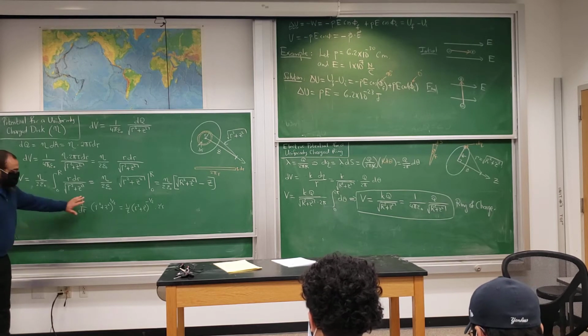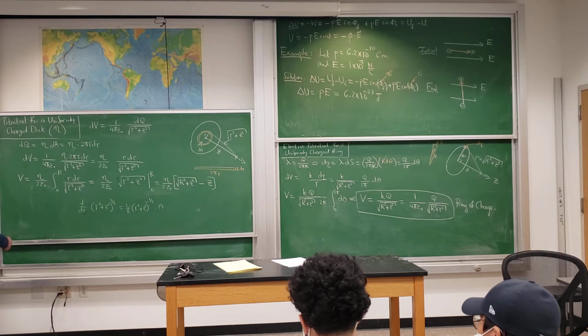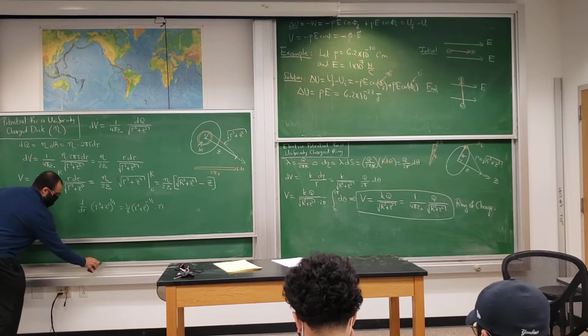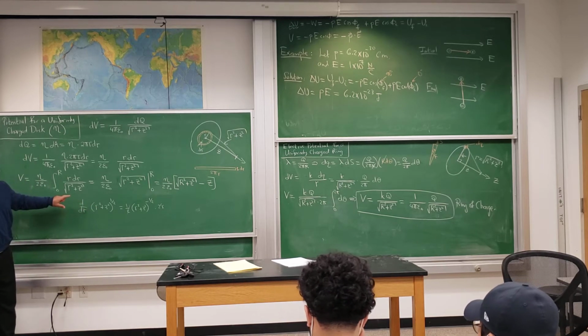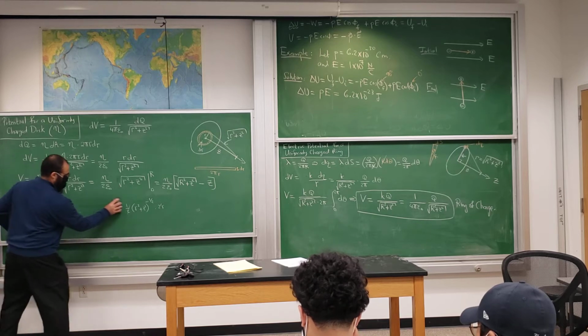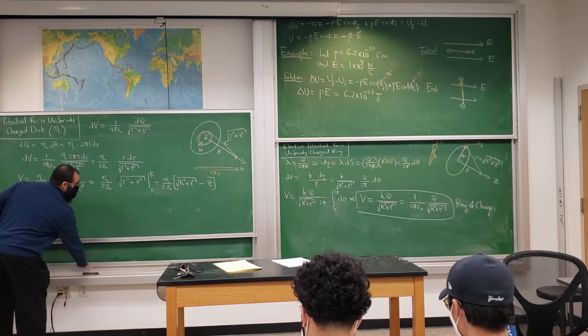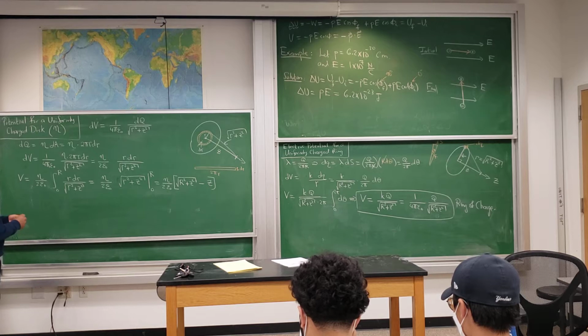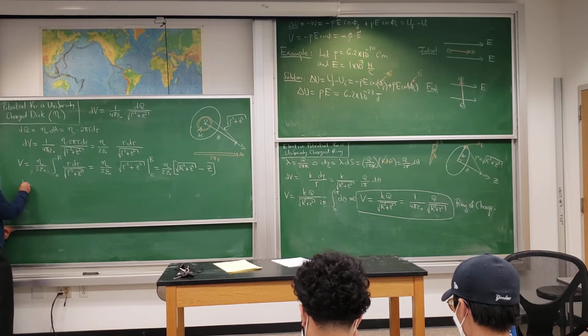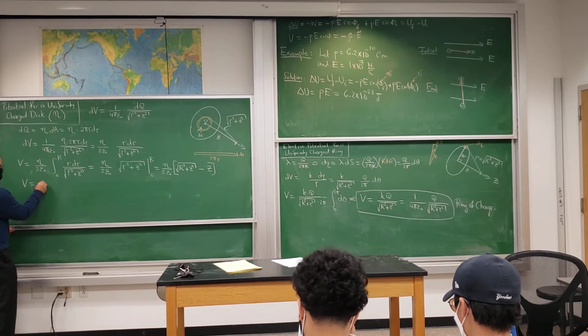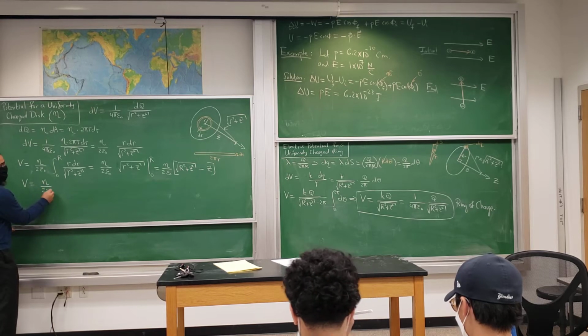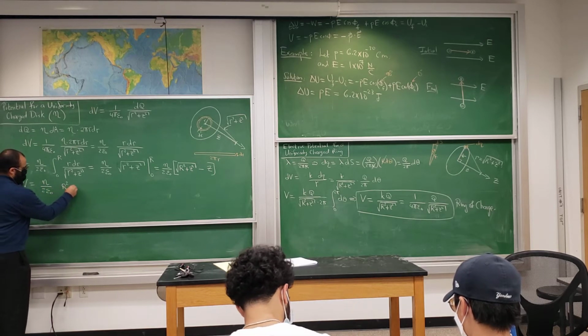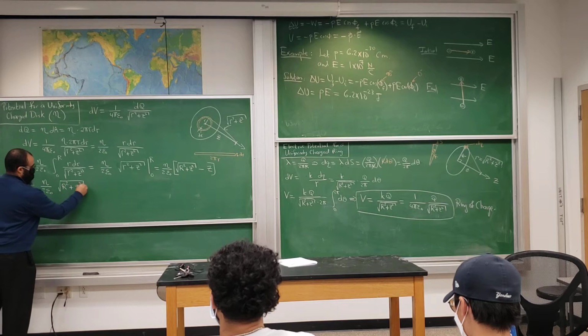All right, so let's continue. Can I erase this side work here? Yeah. Oh, let's just summarize here. So V is eta over 2 epsilon naught, times the square root of r squared plus z squared, minus z.